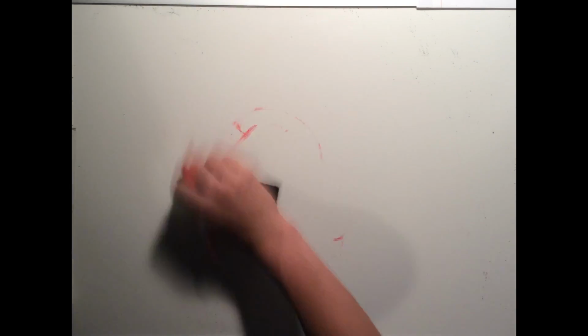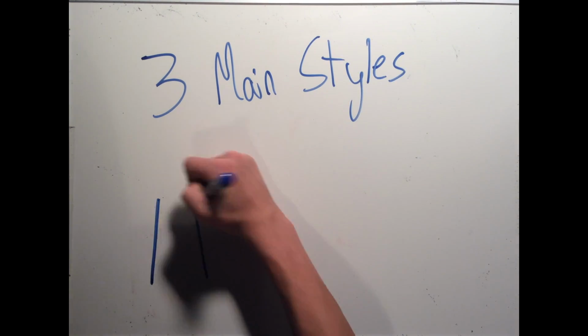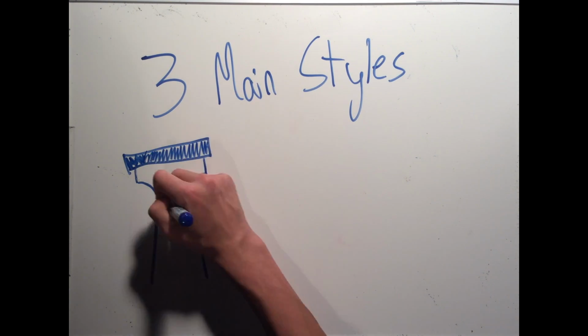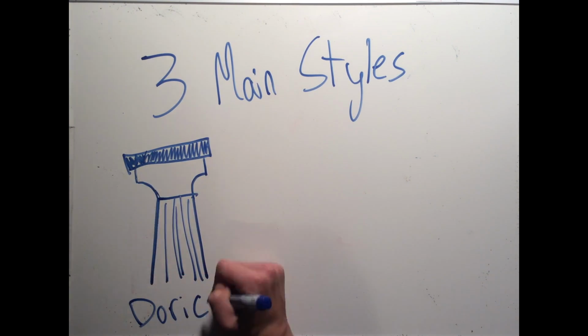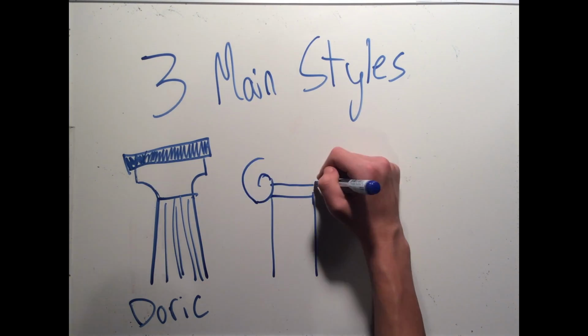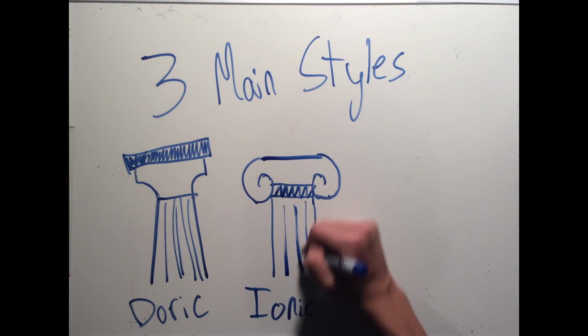Well, at that time there were three main styles of architecture, which we will represent using columns. First, we have Doric architecture. This style was mainly found on the mainland of Greece. Its column was wide, plain, and sturdy. Second, we have Ionic architecture. This style was mainly found in eastern Greece and the islands. Ionic columns are thinner with a scroll design on the capital, or the top of the column.